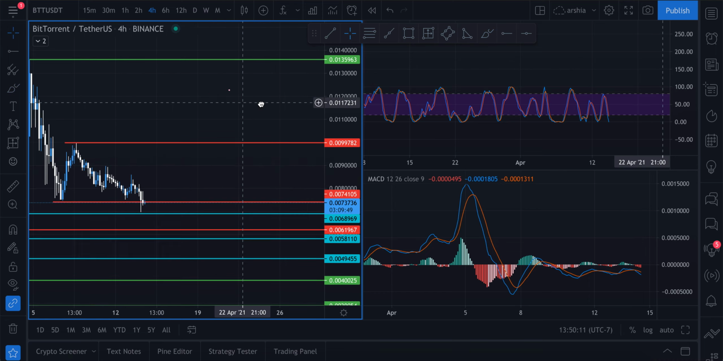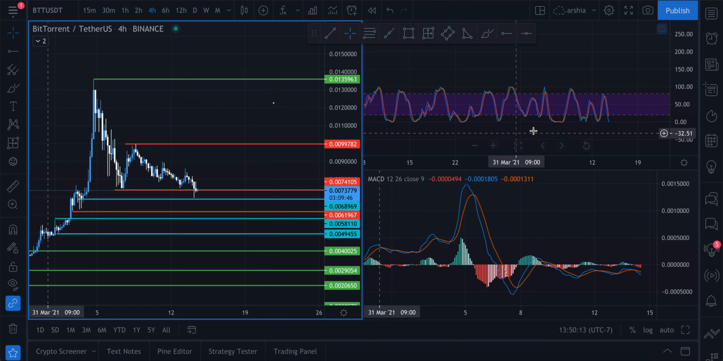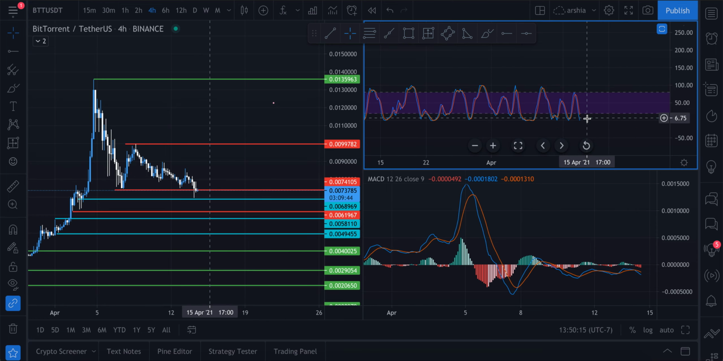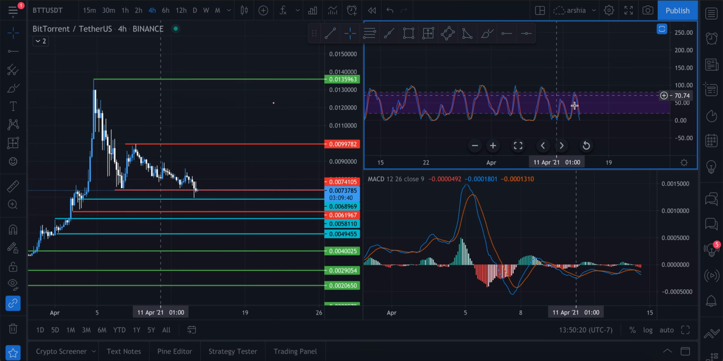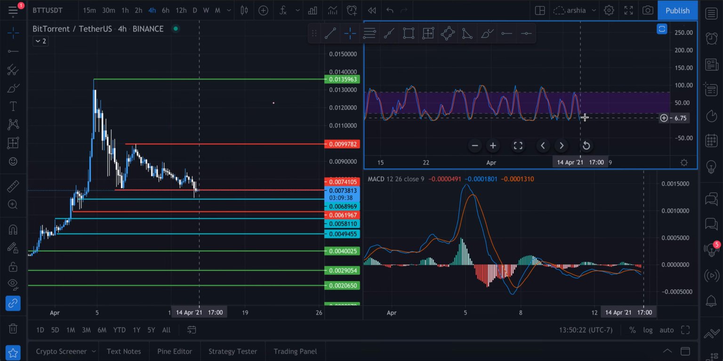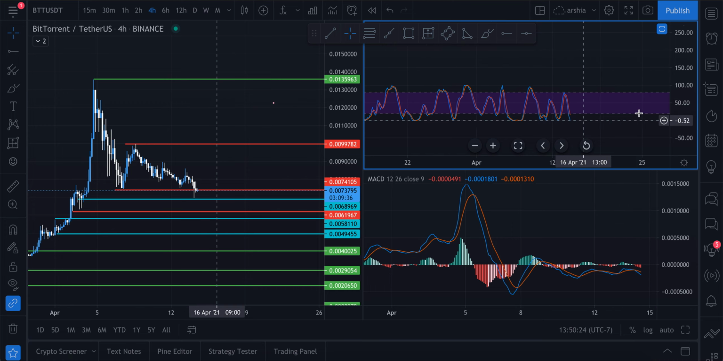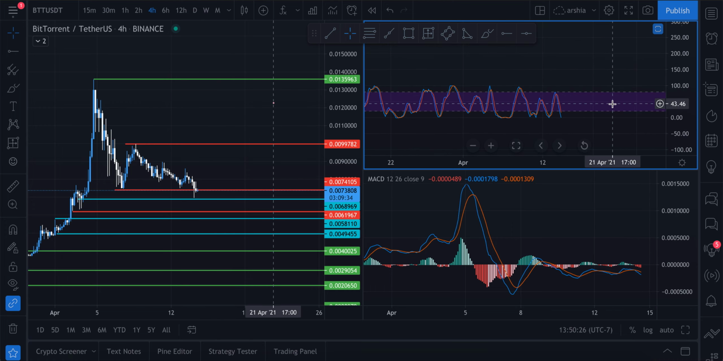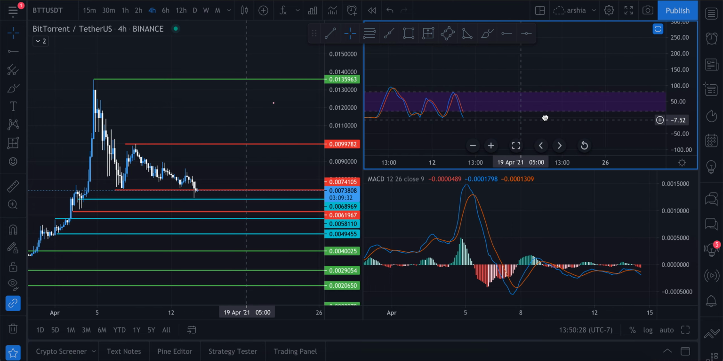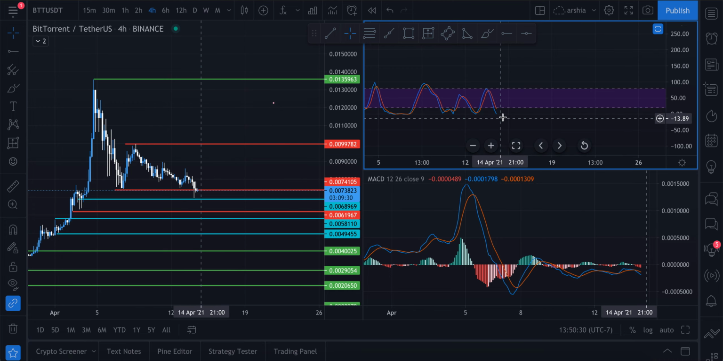The stochastic RSI is telling us that we're getting into the oversold region around right here. As you can see, this was overbought, right? And this is oversold. Okay, so we're getting in that region. Now, if we kind of zoom in, those lines are separate right now.